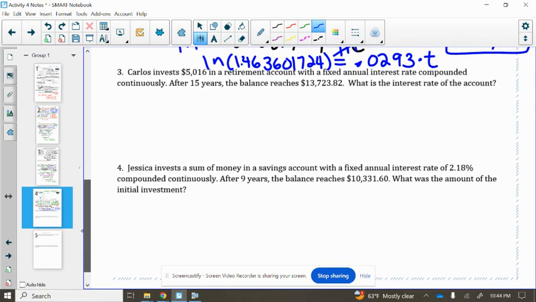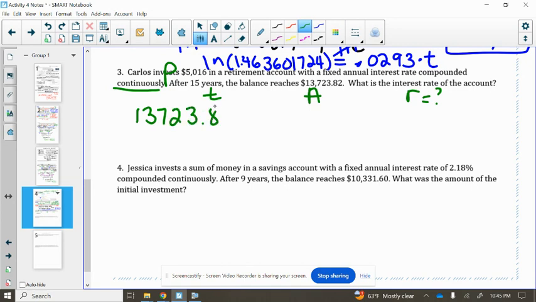All right. Our next example has Carlos, and Carlos is investing $5,016 into his account, compounded continuously. After 15 years, we have a balance of over $13,000. What is the interest rate this time is our question. So this time we are going to take, again, that final amount and set it equal to our starting e to the r times t. So very similar to our last problem, we need to get one of those exponent values by itself. This time the r, not the t.